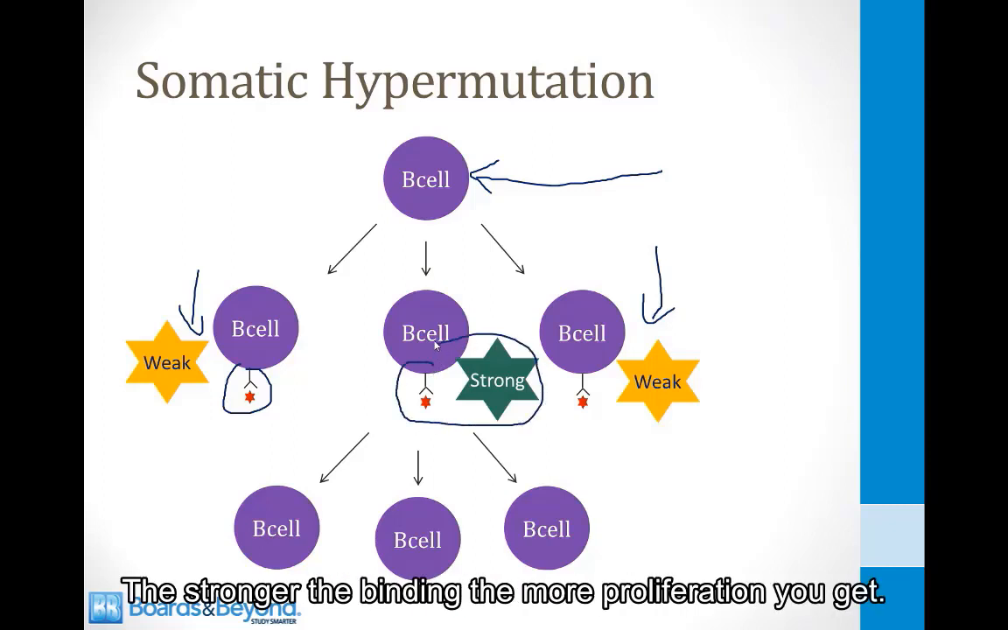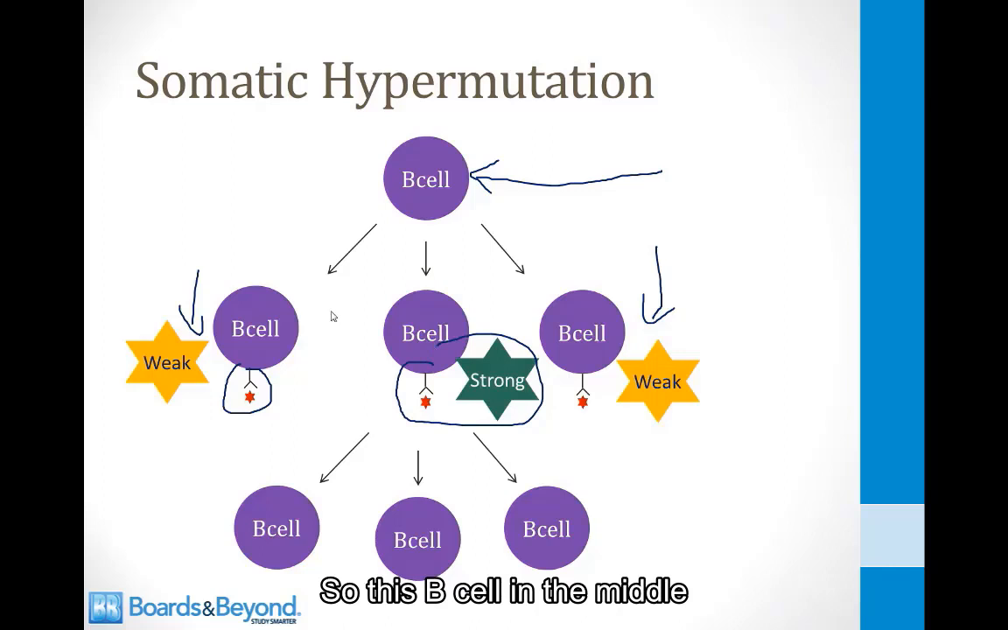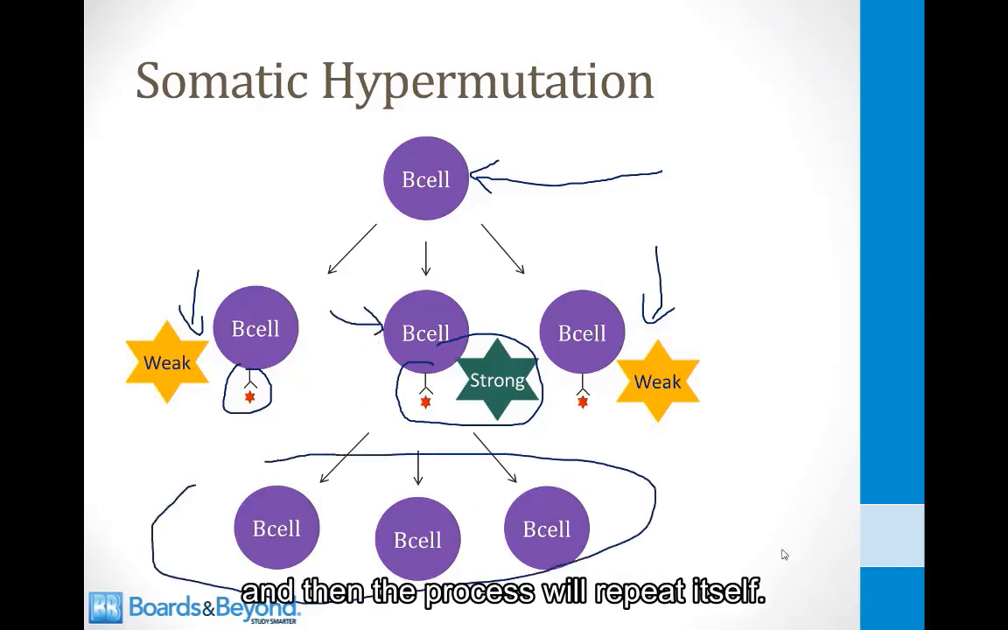The stronger the binding, the more proliferation you get. So this B cell in the middle with the strongest binding will proliferate the most, and then the process will repeat itself. So as a result of somatic hypermutation, as the B cell proliferates during infection, you get stronger and stronger binding of the B cell receptor and the antibodies.